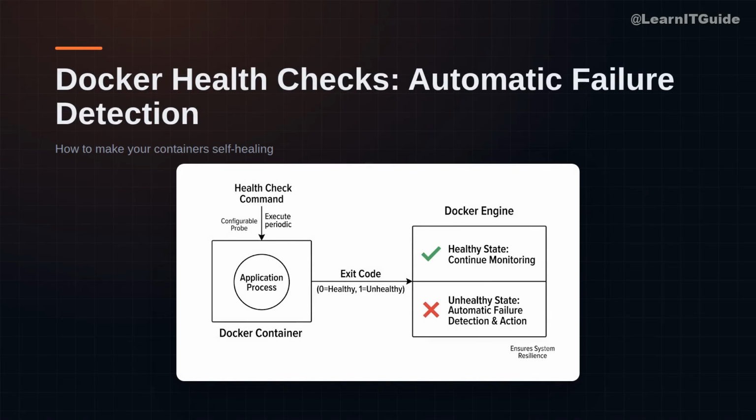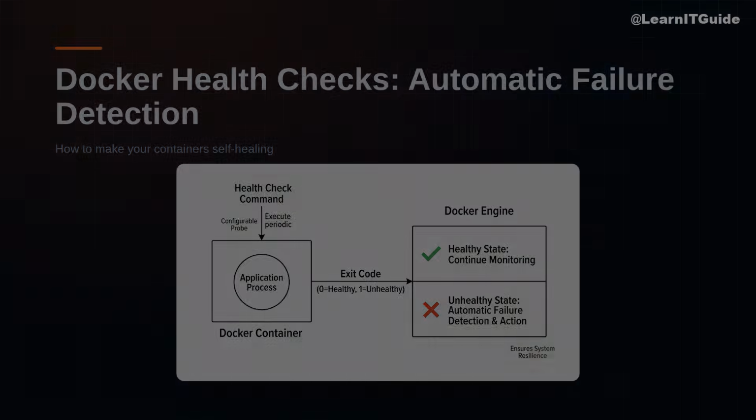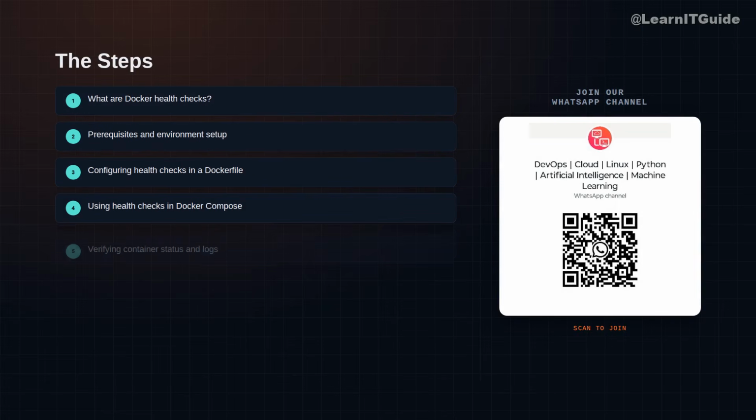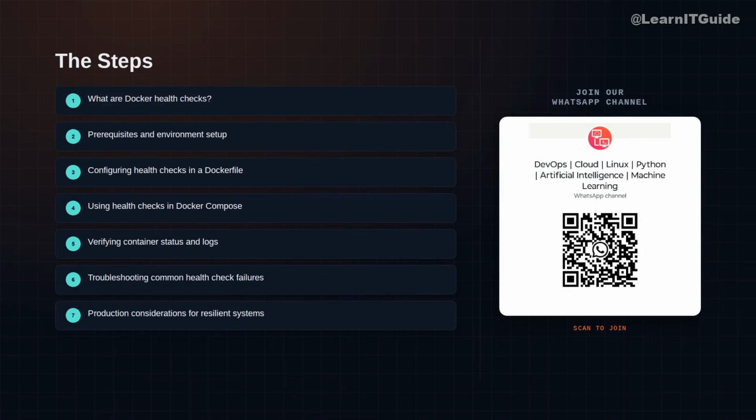Today, we are going to dive deep into the mechanics of Docker health checks. We will cover the theory, the configuration, the production pitfalls, and how to verify that your system is truly resilient. These are the topics we are going to cover in this video. Specifically, we will start by defining what health checks are, then we will look at the prerequisites, configure them in Dockerfiles and Docker Compose files, verify the results, troubleshoot common issues, and discuss production best practices. Watch the full video without skipping any content to understand it better.